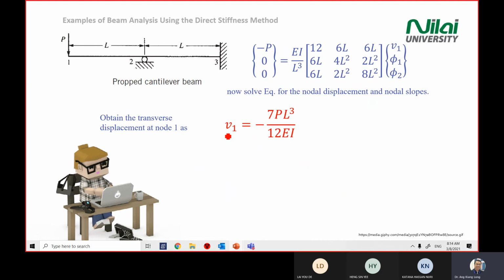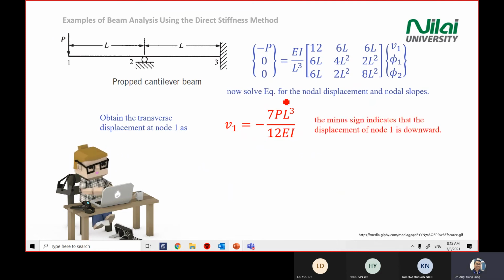Then maybe in your coming test or exam, after you are done solving in terms of PL/EI, in the next section I will give you a number for P, a number for L, a number for E and I, and then you solve it in maybe section B or section C.